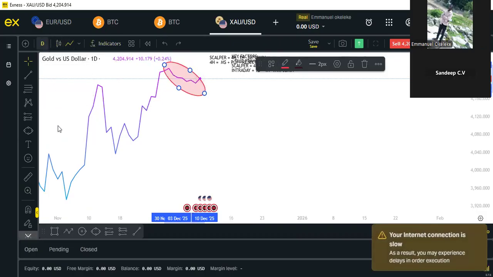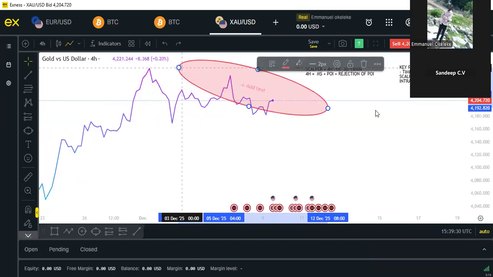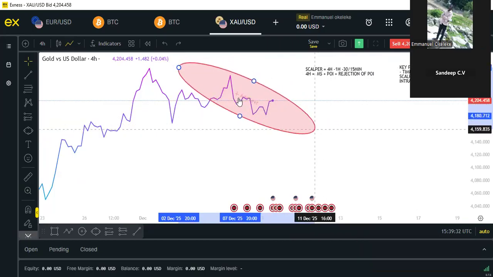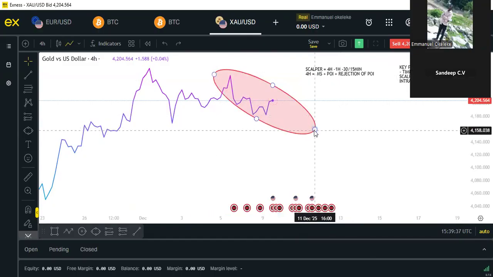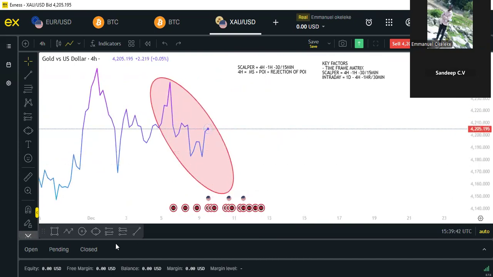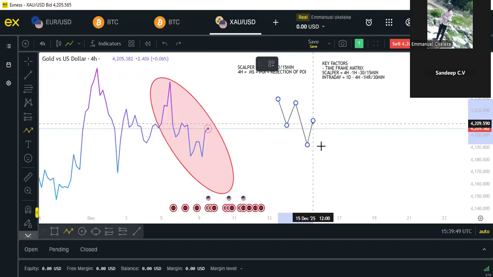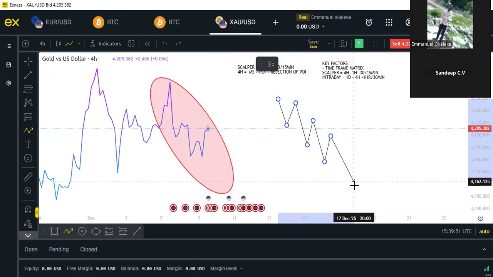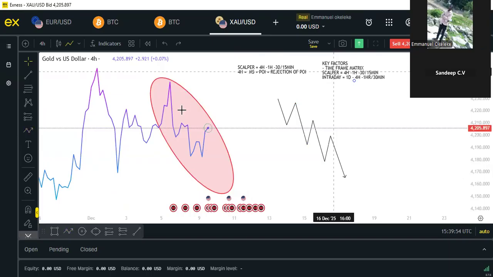So let's go back to 4-hour. Coming back to 4-hour, this is our area of interest. Remember, on the 4-hour we are marking the market structure, POI, and then rejection of POI. Now we have established that our market structure is bearish. So let's have something like this over here. This is what a line chart will give, a downward movement. It might not be perfect, but this is just a schematic diagram to represent it.